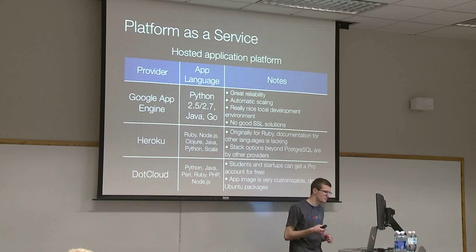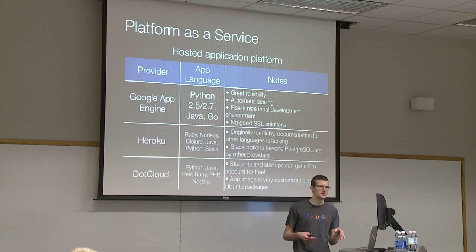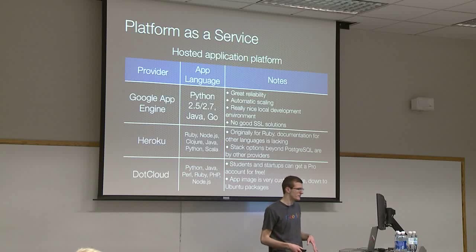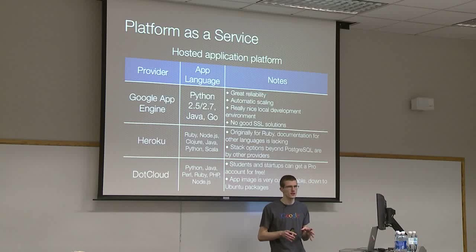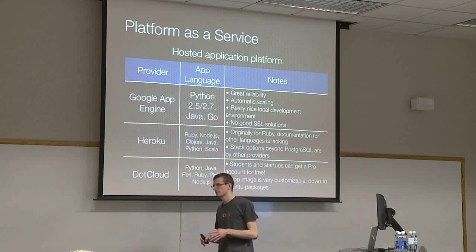Students and startups get a free pro account, which is awesome. It's a value of $100 a month. I'll talk about that in a minute, but that's really beneficial if you're looking to build an application really quickly. And DotCloud also has this really cool customizable thing where you can install arbitrary Ubuntu packages.